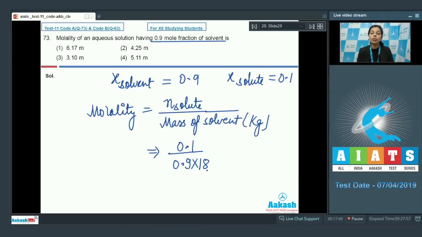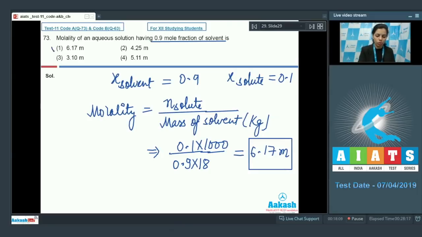Now we need the mass in kgs. This is in gram, so I'm dividing it by 1000. So this 1000 will come here. This would be your value. Now just solve this for the value of molality. It becomes 6.17 m. This would be your final answer. And if it is so, option 1 becomes your correct answer. That should be chosen by you.